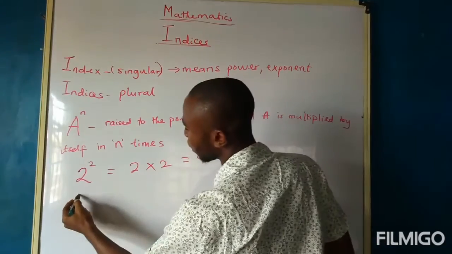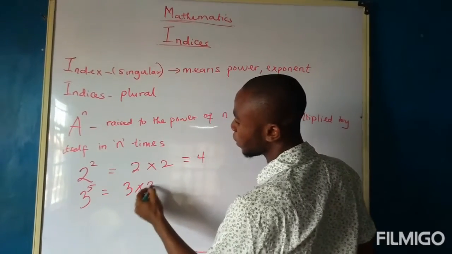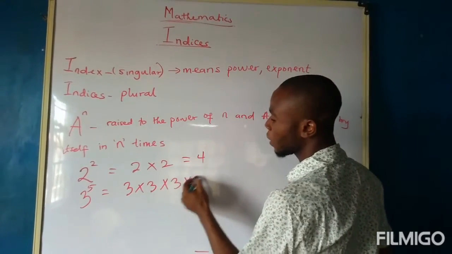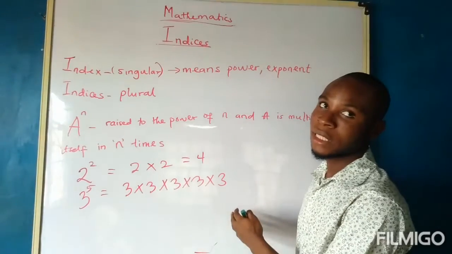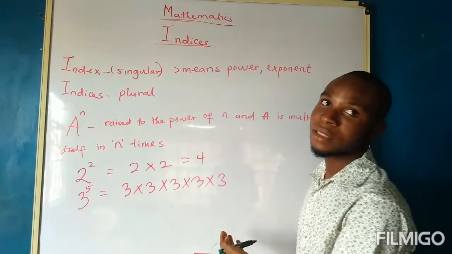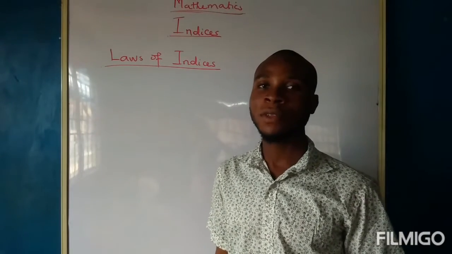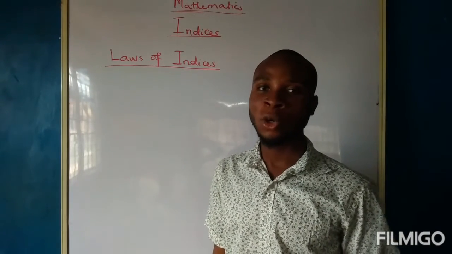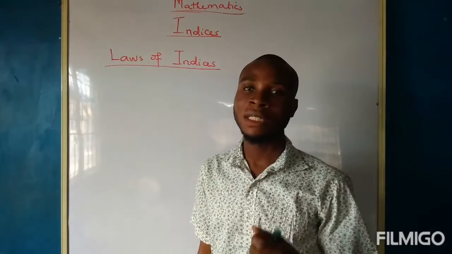Same way, you say 3 raised to the power 5. It means 3 multiplied by 3, 5 times. So this is an example of index. So now we proceed to the laws of indices. Now we have laws of indices, and we have quite a number of them. They are the laws that should be guiding us when we solve equations involving indices.